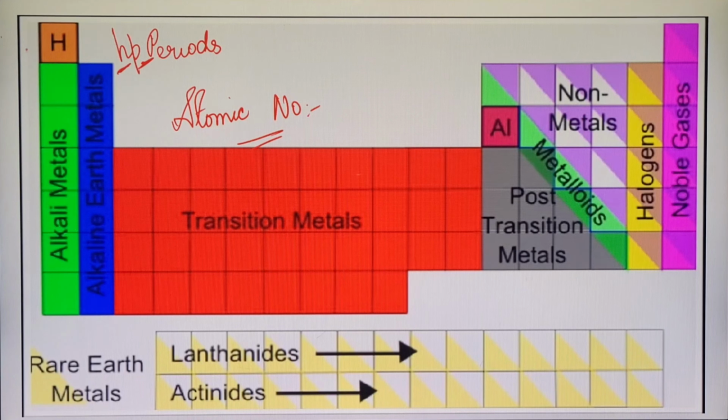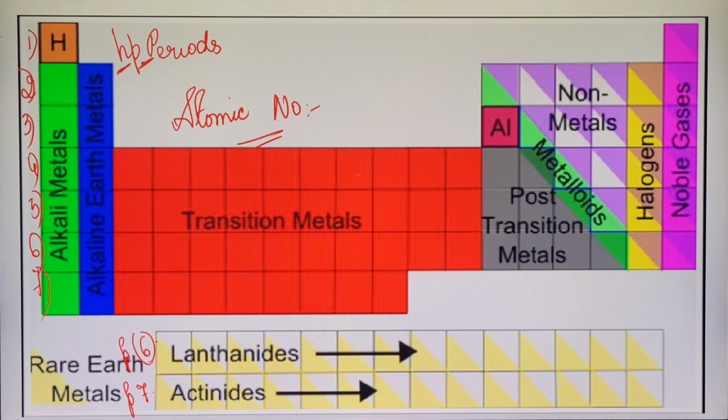And how many periods do we have? How many horizontal lines do we have? We have 7 periods. 1, 2, 3, 4. This is the 5th period. This is the 6th period. And this is the 7th period. So how many periods or how many horizontal lines are there, children? There are 7 periods. As you can see in this diagram, the lanthanides belong to period number 6 and actinides belong to period number 7.